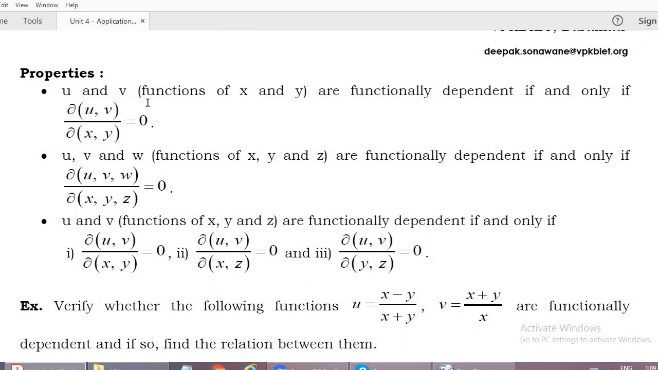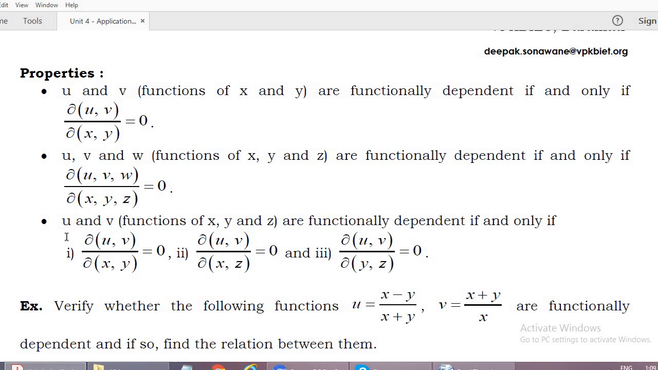If u, v are functions of x and y, then u and v are said to be functionally dependent if and only if the Jacobian of u and v with respect to x and y is equal to 0. U, v and w, which are functions of x, y and z, are said to be functionally dependent if and only if the Jacobian of u, v and w with respect to x, y and z is equal to 0.